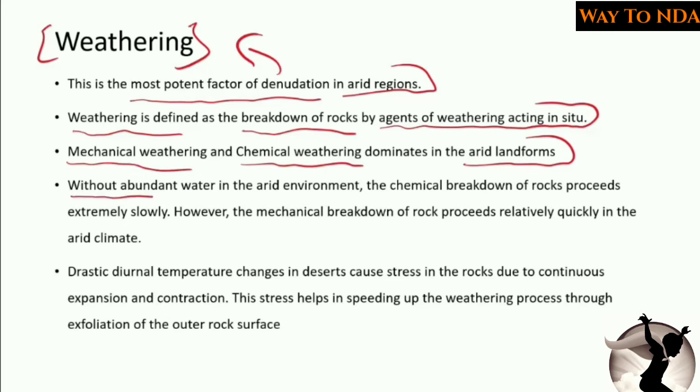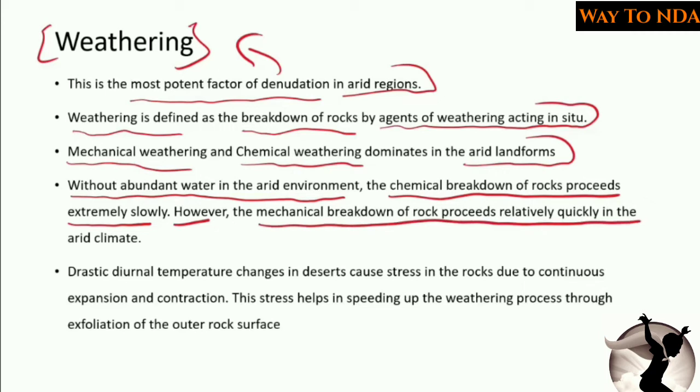Without abundant water in the arid environment, the chemical breakdown of rock proceeds extremely slowly. However, the mechanical breakdown of rock proceeds relatively quickly in arid climate. Mechanical weathering will be very high because of the less water which is present there. So the chemical breakdown proceeds extremely slowly, while the mechanical breakdown proceeds relatively quickly.